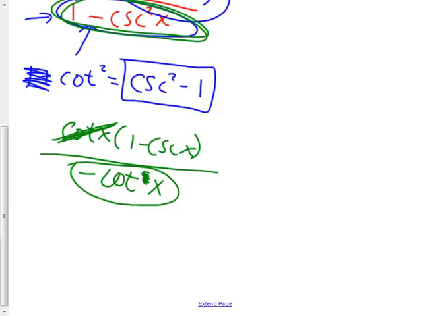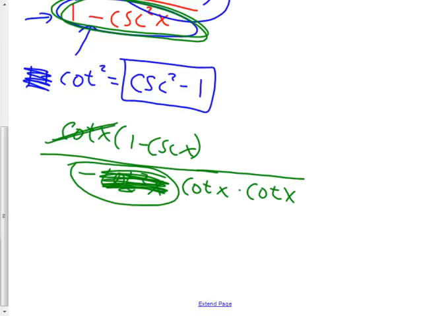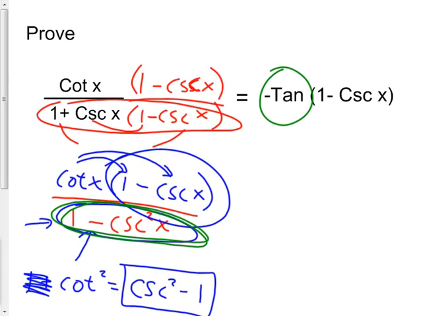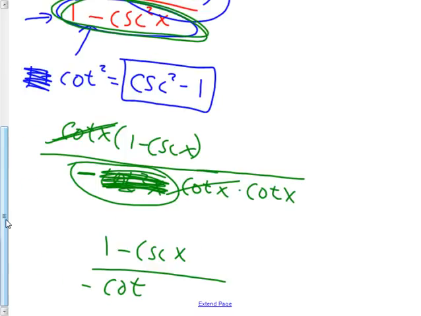But in case you don't know what I'm doing, I'm going to write this out. This cotangent squared could be cotangent x times another cotangent x. That's how you get cotangent x squared, right? And then one cotangent can cancel the other cotangent. Don't forget this negative down here. Now it's 1 minus cosecant x over negative cotangent, and I'm really close. That negative cotangent, if I look back at the original, needs to turn into a negative tangent.